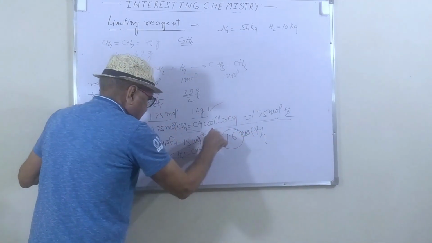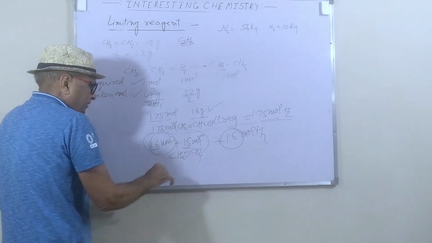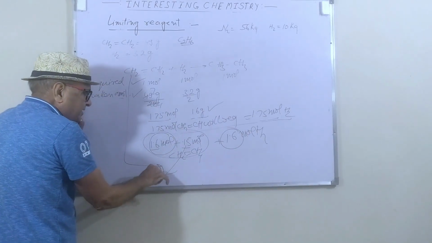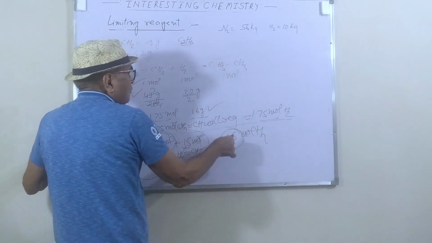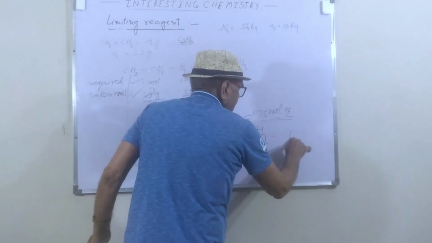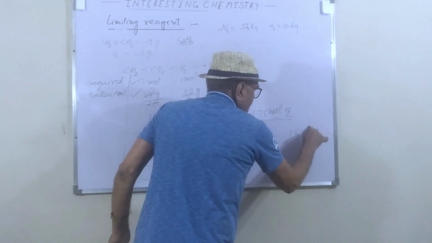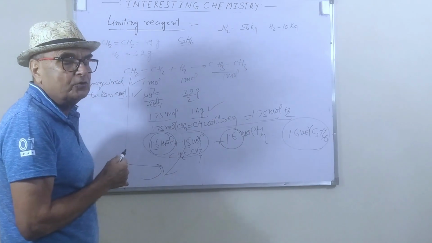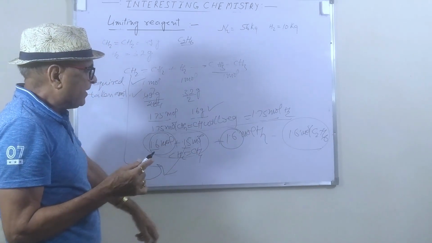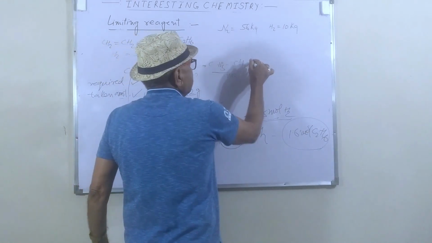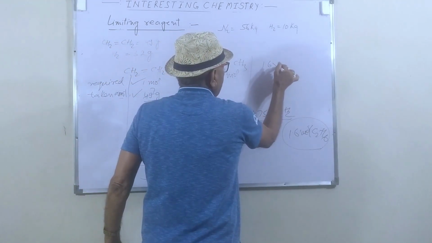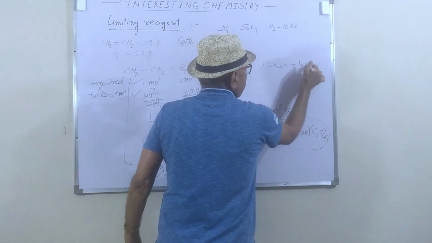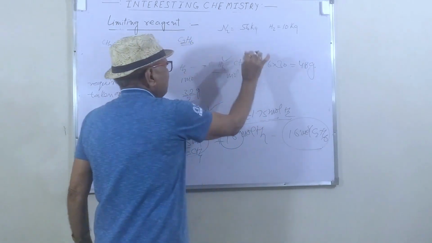So this 1.6 will consume this 1.5. This 1.5 mole of CS2 remains unreacted, and this ethene will form 1.6 mole of ethane. Now you have to tell what will be the 1.6 into 40 and 6 into 30? So 48 gram of ethane will be formed.